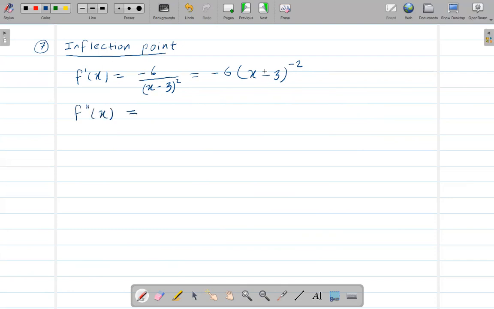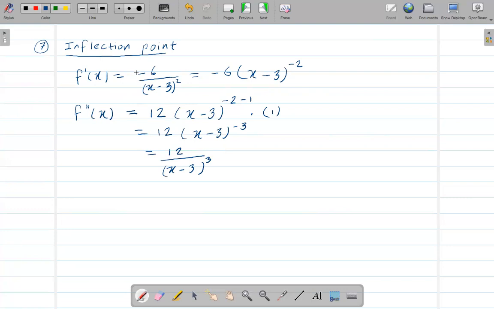So now we can take the derivative of the whole thing. Move this negative 2 here, so negative 6 times negative 2 will be positive 12, all right? And then (x minus 3) to the power negative 2 minus 1, times, using the chain rule, the derivative of the inside thing, x minus 3, which is just 1, right? So that means it will be 12(x minus 3) to the power negative 3. Now again, move this to the denominator, so you will get 12 over (x minus 3) to the power 3.